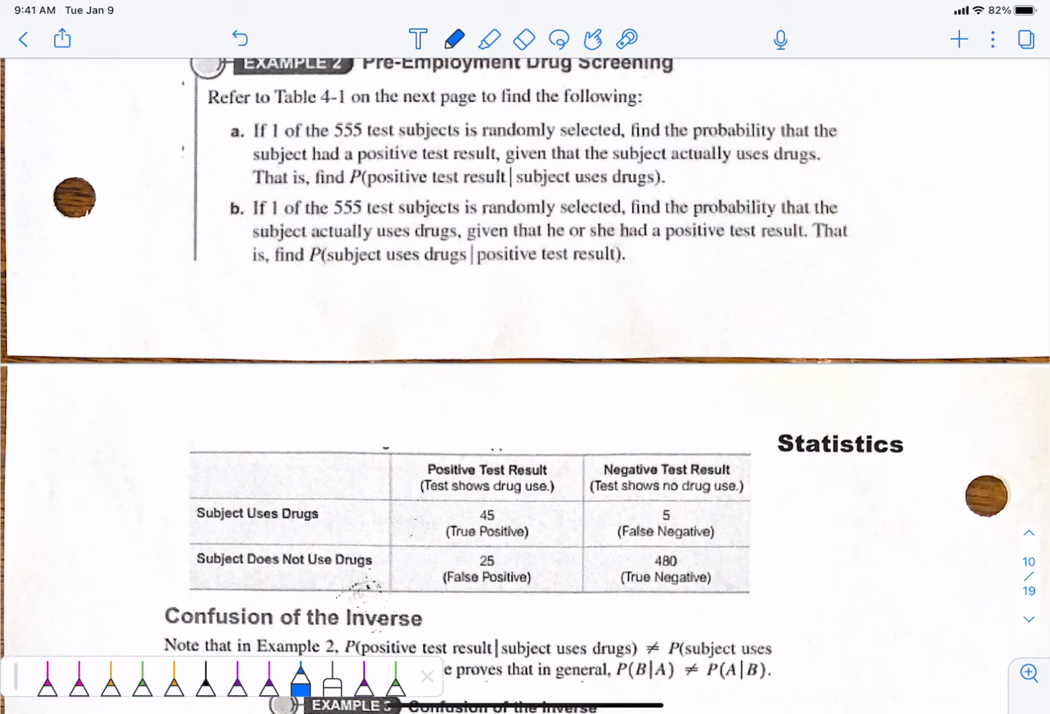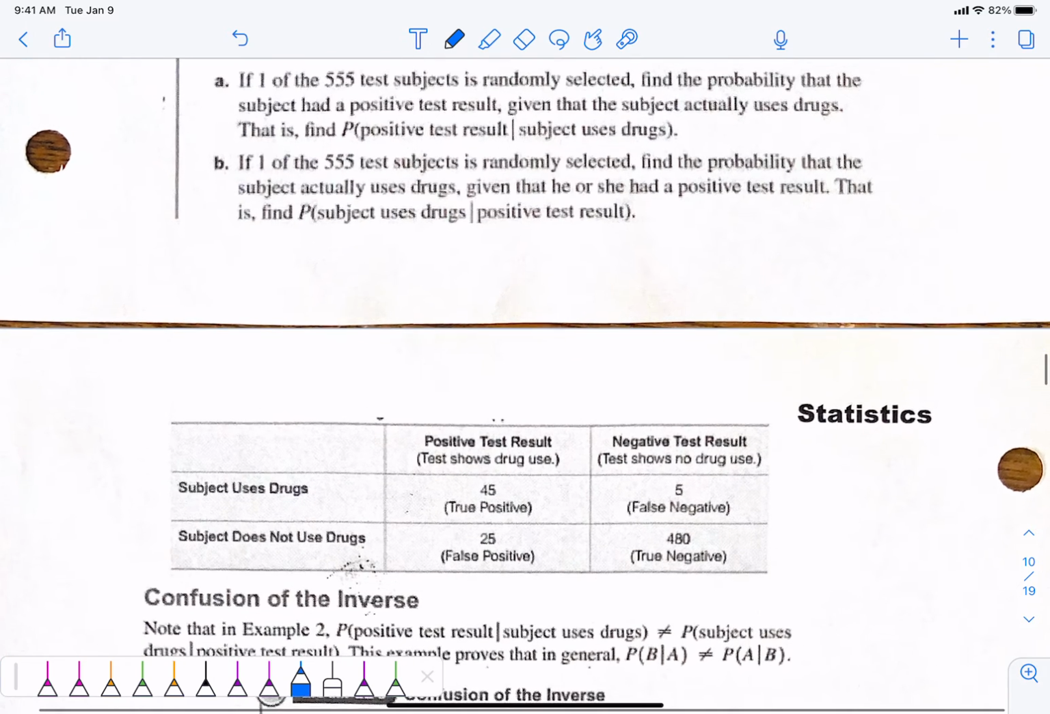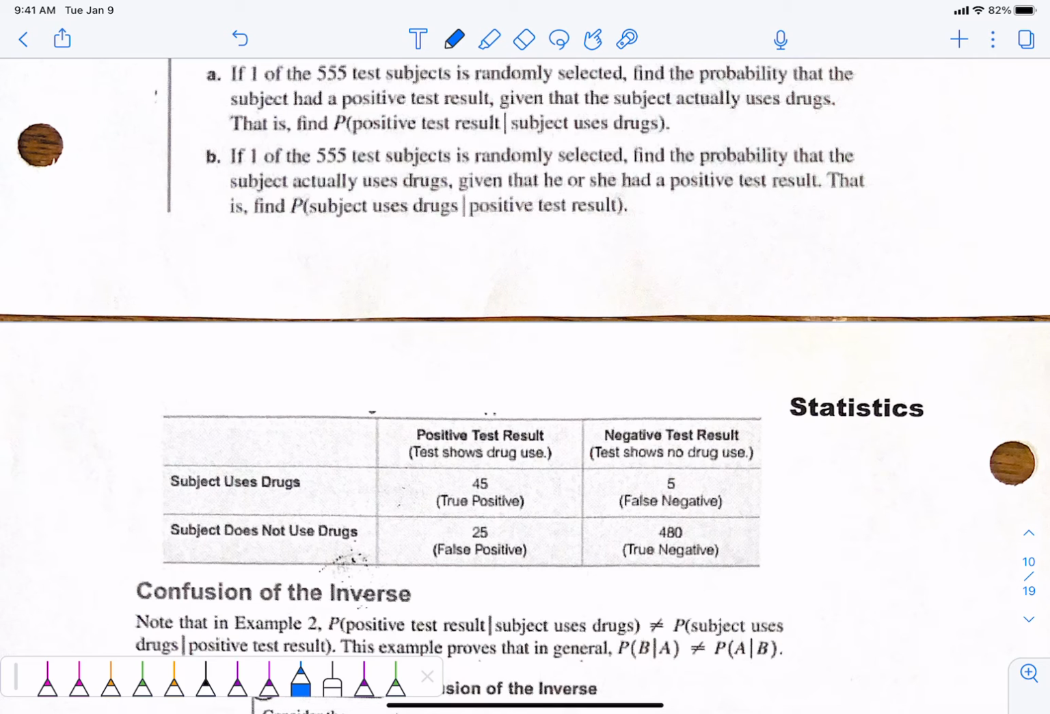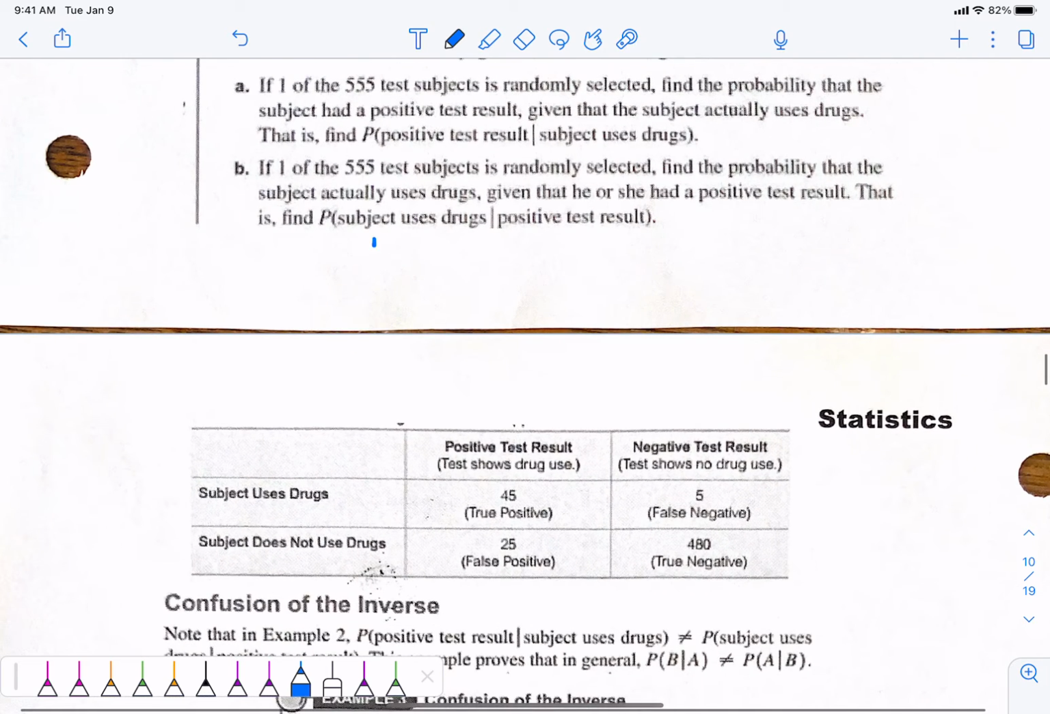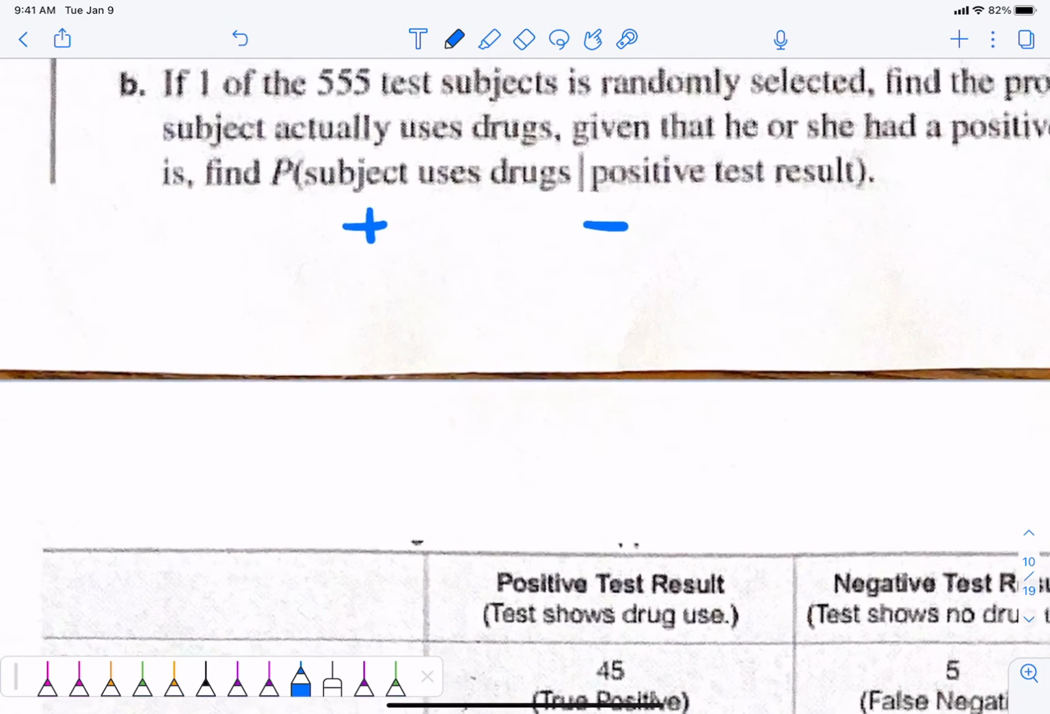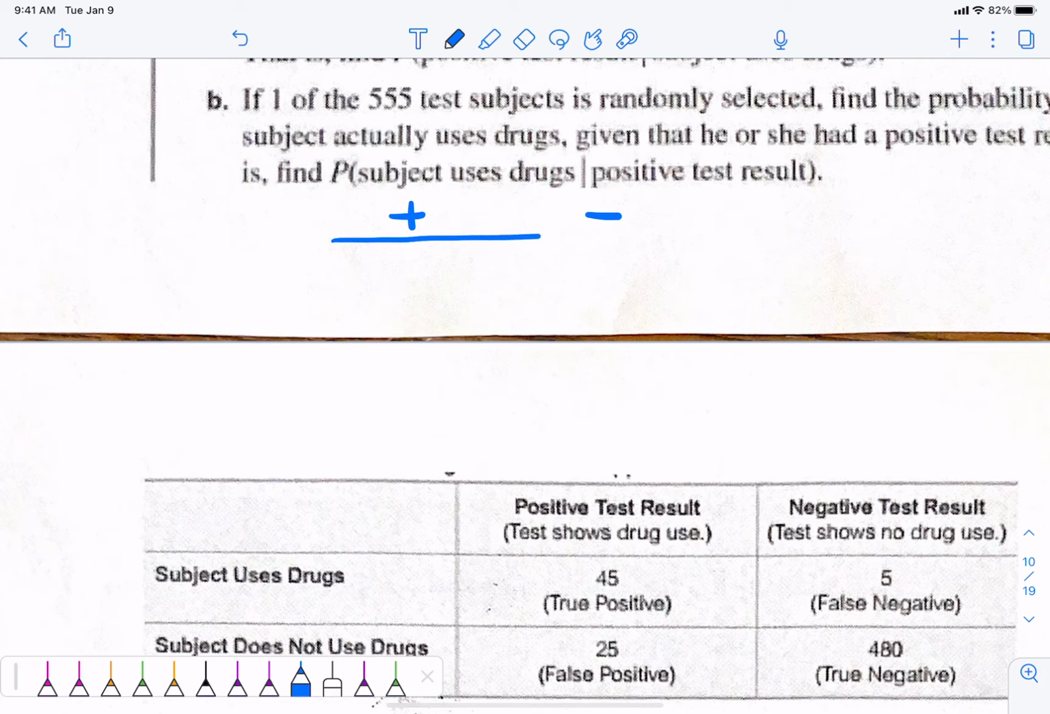You guys have to flip back and forth because this table is not on the bottom here. Should we write the table on the bottom so you don't have to flip back and forth? Let's do that real quick. At the bottom of your sheet, do plus, minus. We're going to do this contingency table.